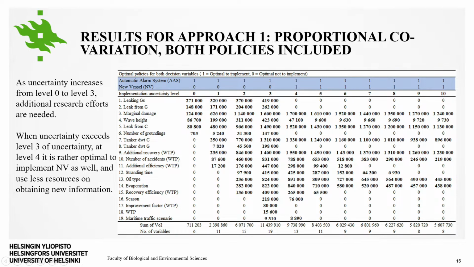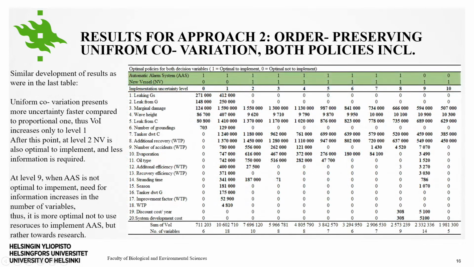Of course, now there is value of information from the new vessel as well, because it is included in the analysis, which we can also see in this uniform covariation method. In this case it doesn't decrease to 0 because we have the new vessel in the analysis as well. But now we can see that the shape is similar to what we had in the previous results, which is that after a certain point, value of information first increases and then starts to decrease, and the optimal decision is to implement the vessel as well.